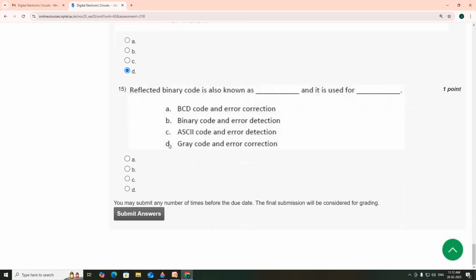15th one. We know that reflected binary code is the Gray code, which is used for error correction. Option D.